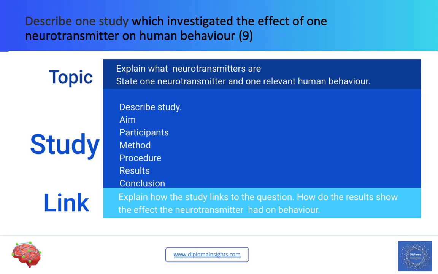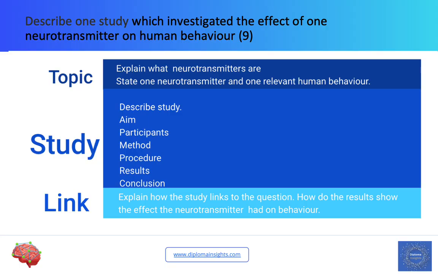So our description of the study is going to be more detailed here, and our description of the topic will be smaller. So we can open and begin with explaining what neurotransmitters are and identifying that one neurotransmitter and one human behaviour we are going to focus on in our response. Our description of the study needs to be fully detailed here, including everything we know, including the aim, the participants, method, procedure, results, conclusion. We really need to include everything about the study to describe the study in detail.